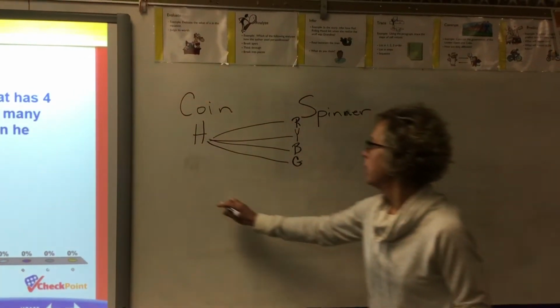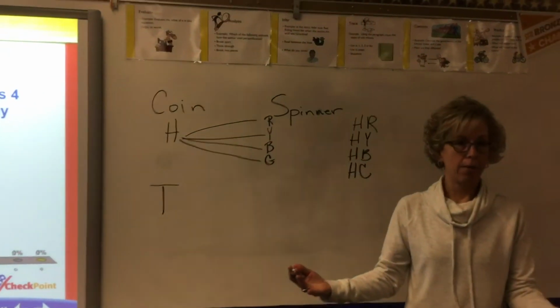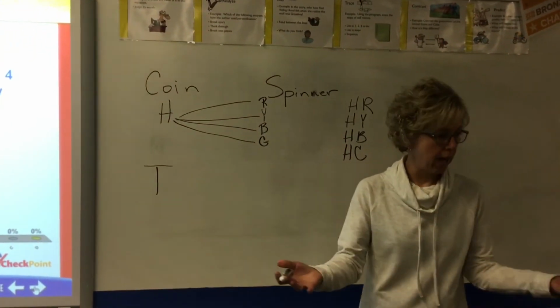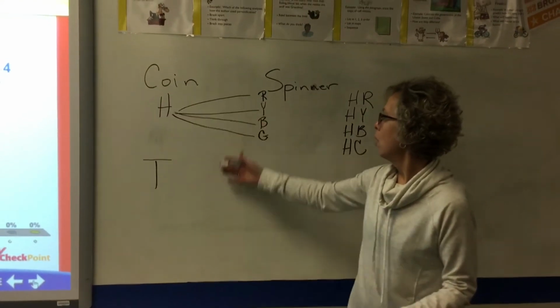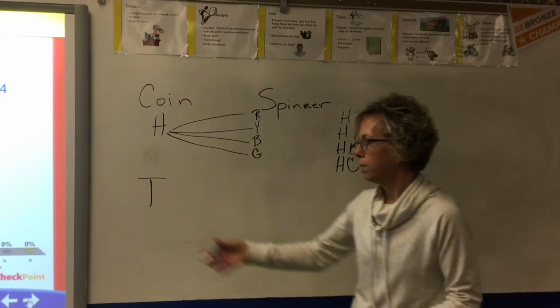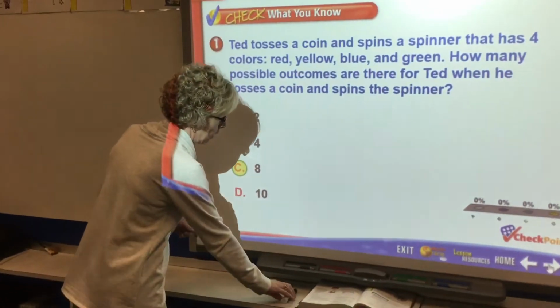So when you have the tails side, how many outcomes do you think you would have when you flip the tails first? Again, you would have 4 again. So you could look at that and say, well, 2 times 4 would be 8. And that's how they came about that answer using the tree diagram.